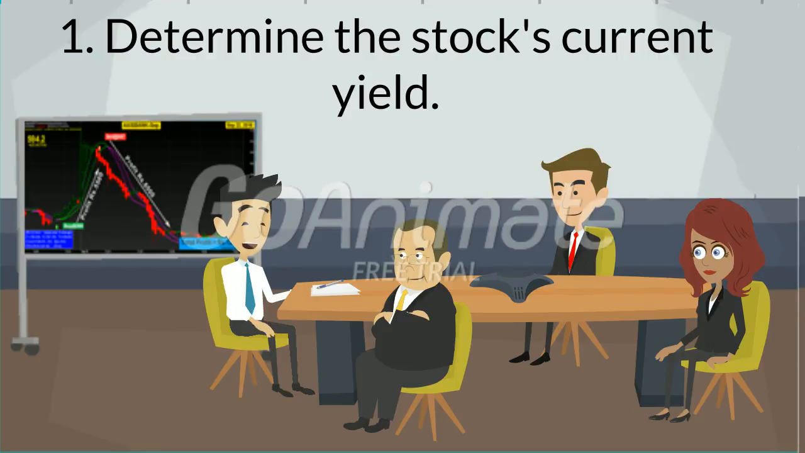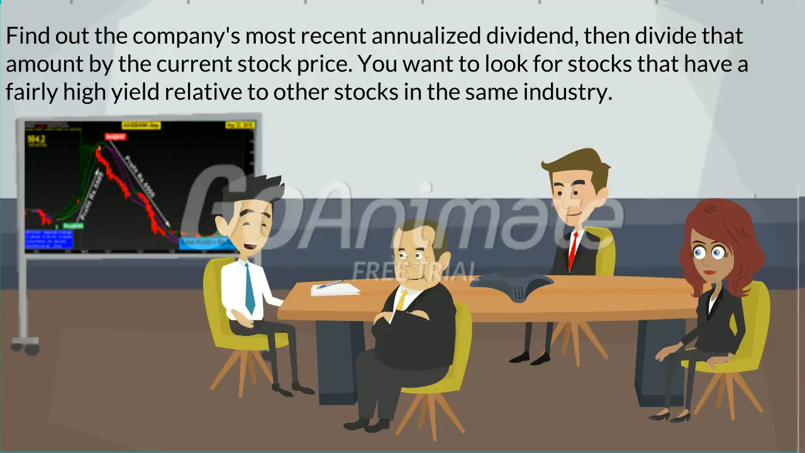1. Determine the stock's current yield. Find out the company's most recent annualized dividend, then divide that amount by the current stock price. You want to look for stocks that have a fairly high yield relative to what?